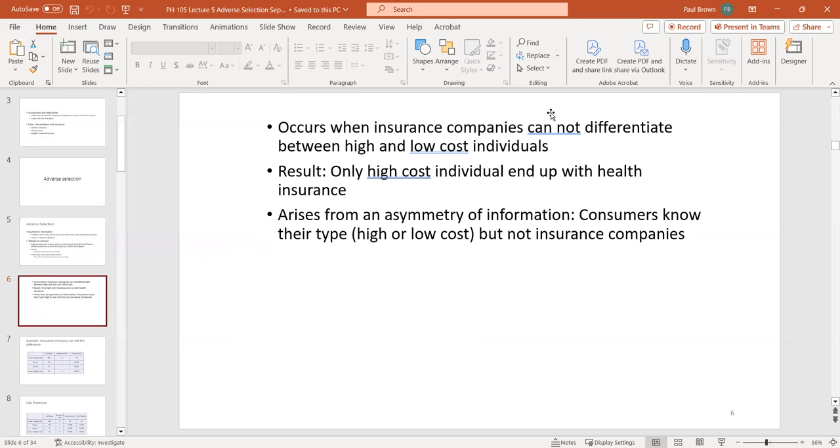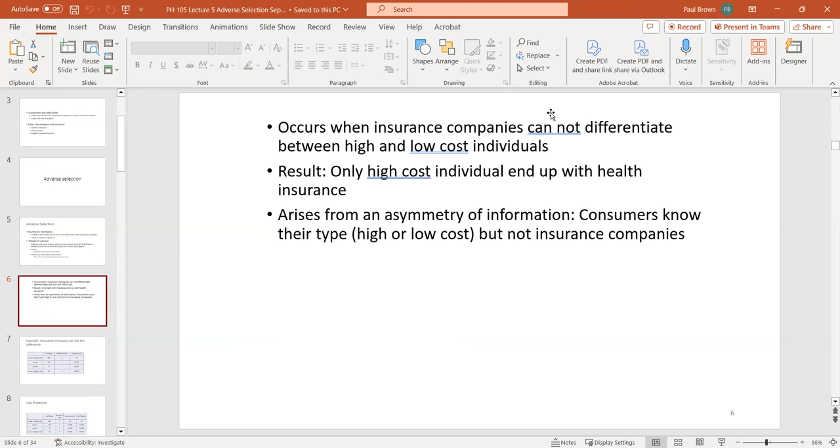So if I'm an insurance company, how much am I going to charge people? What's the fair premium? If 50% of the people are healthy and 50% are unhealthy, at 5,000 and 10,000, what's the middle of that? 7,500? $7,500. So the fair premium is going to be $7,500.